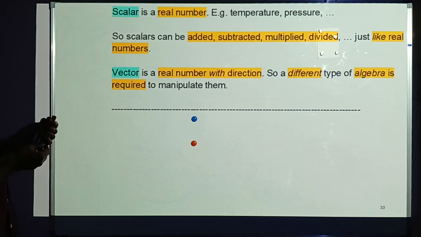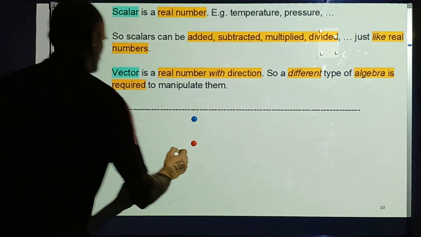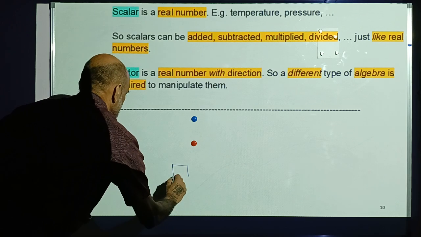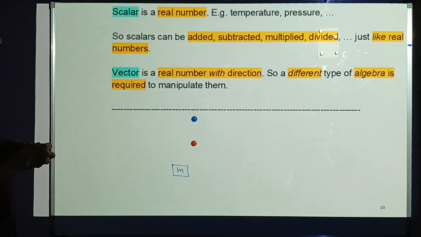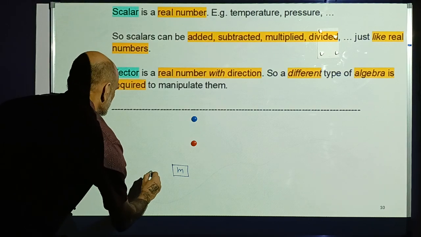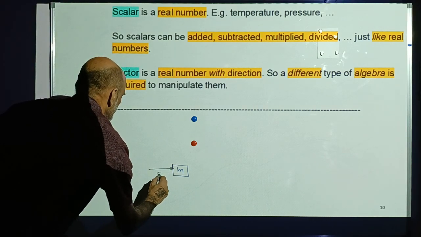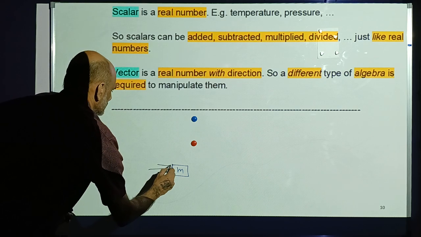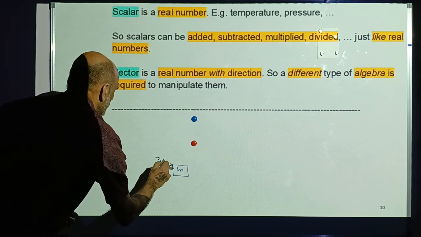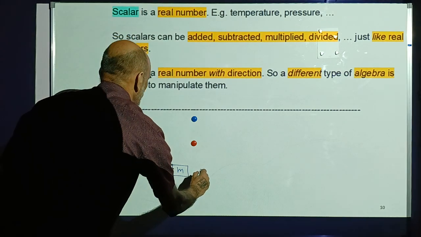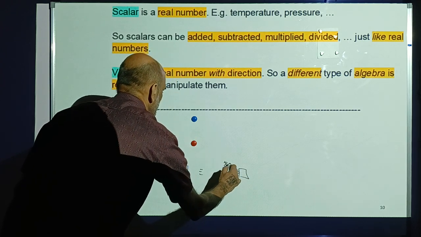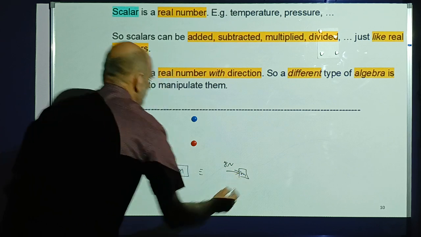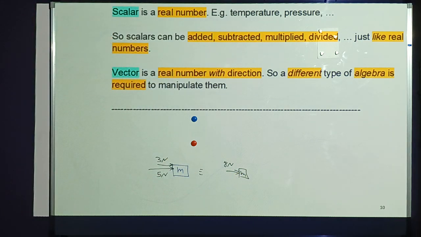Vector, since the direction matters, for example, if I take this mass and apply a force, say 5 Newton, another force, 3 Newton. So this is equivalent to this mass applied the force of 8 Newton, same mass. Since both the forces are in the same direction, the effects will add up.